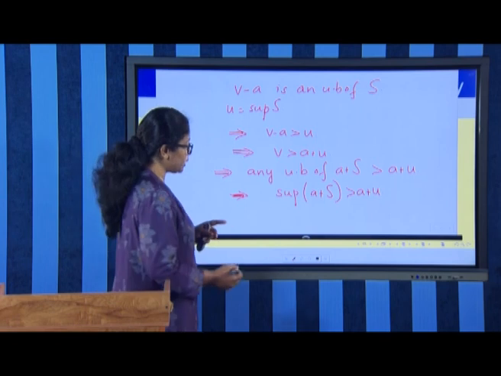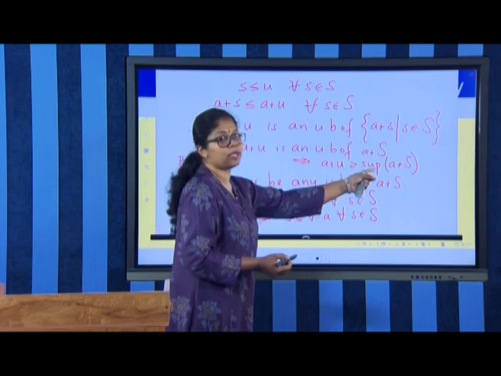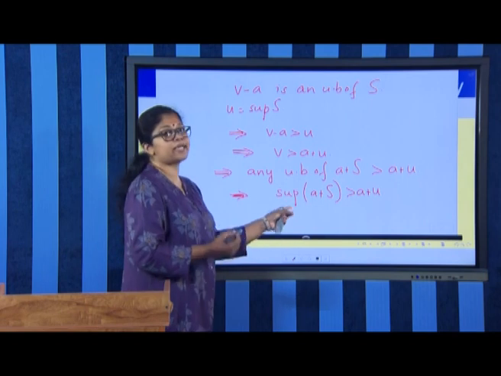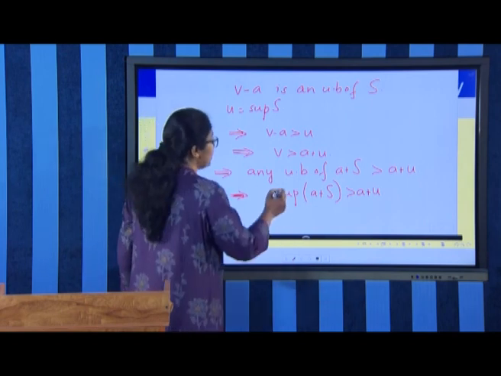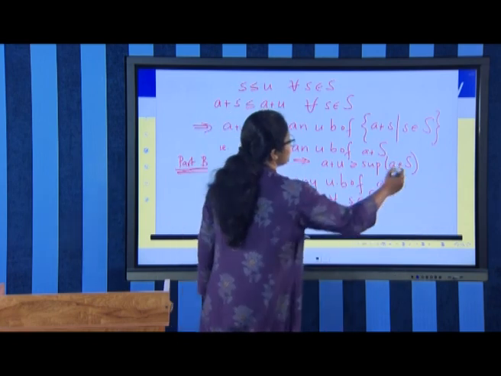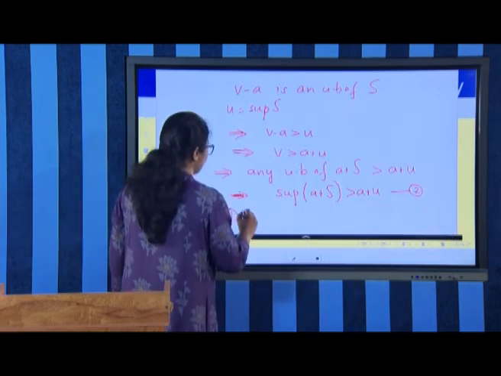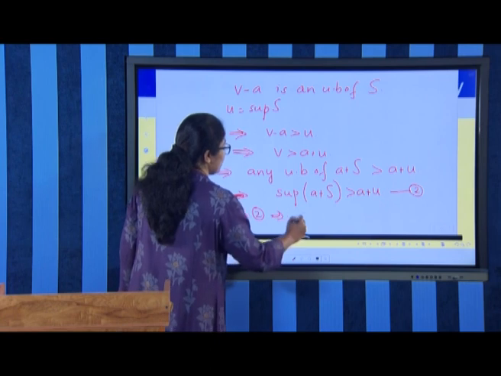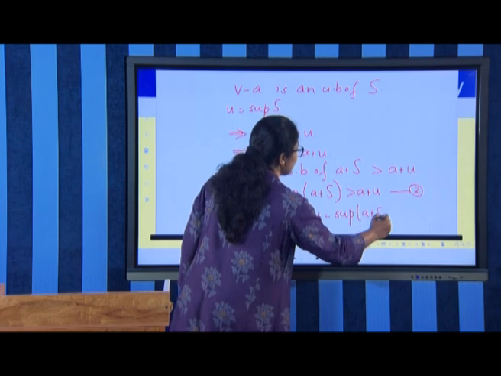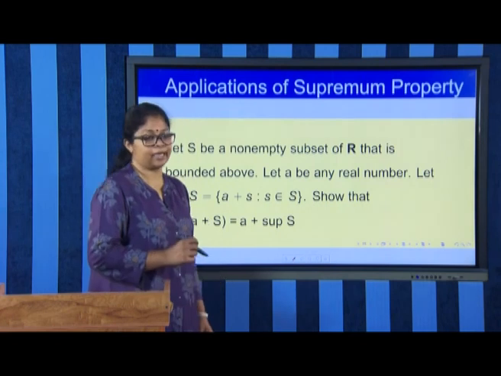So, we have two conditions now. The first condition being A plus U is greater than or equal to supremum of A plus S, and now that we have supremum of A plus S is greater than or equal to A plus U, this is inequality number 2, whereas this is our inequality number 1. So 1 and 2 indicate that A plus U is equal to supremum of A plus S. So we are done. So that is the proof of that theorem.